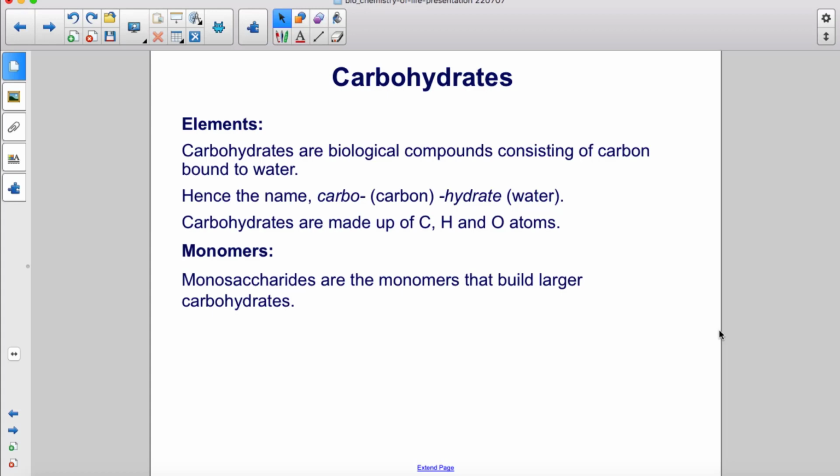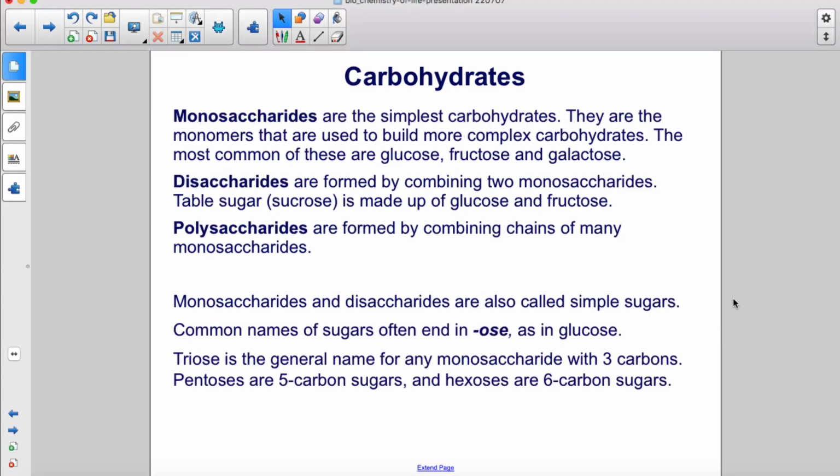Monomers. Monosaccharides are the monomers that build larger carbohydrates. Monosaccharides are the simplest carbohydrates. They're the monomers that are used to build more complex carbohydrates. The most common of these are glucose, fructose, and galactose.